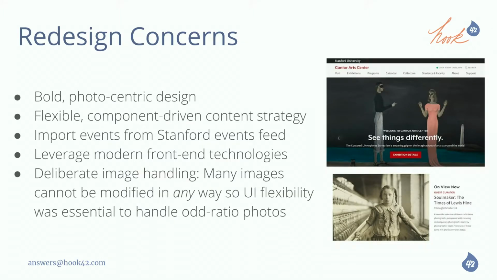Some of the big concerns that we had for the redesign were that we had this bold, photocentric design. They're an art museum. They have a lot of really striking visual content. But they also had some really specific needs for their content strategy, which meant that they wanted their page layout to be very flexible. They wanted to be able to compose pages in a UI and have a component-driven strategy that let them do more than simply use the same old page templates over and over again.